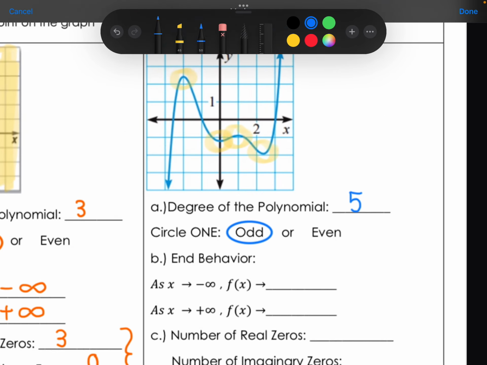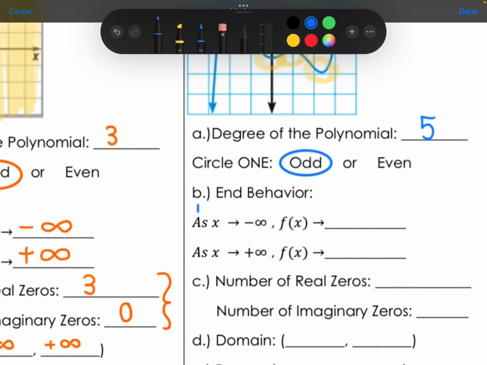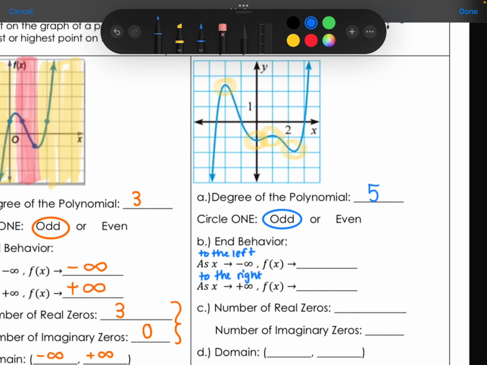As my function goes out to the left, that's what this means. To the left. And this one is to the right. So as we go to the left, my function is going down. And as we go to the right, my function is going up. Number of real zeros, this is how many times we cross the x-axis, which is 3 times, which means that my imaginary zeros is 2, because these two numbers have to add up to the degree of the polynomial.